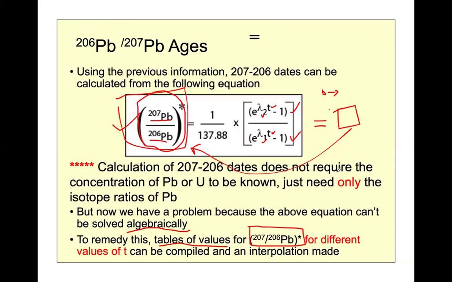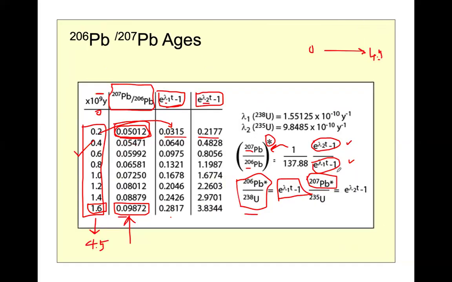So you can do this by yourself as a self study, and derive each and every term. Okay, right. So this is equal to 206 lead over 238. That is the radiogenic product, and e^(λ2 t) minus 1 should be equal to 207 over 235 uranium. Okay, the radiogenic component. Right.